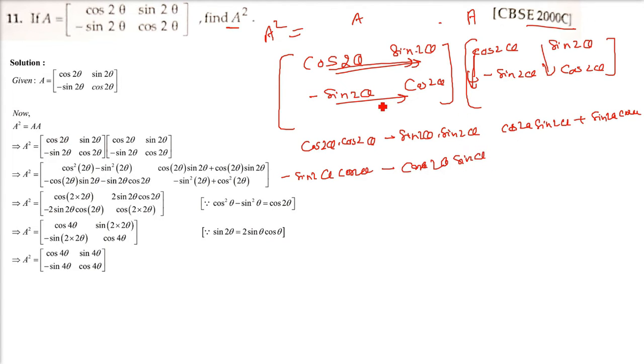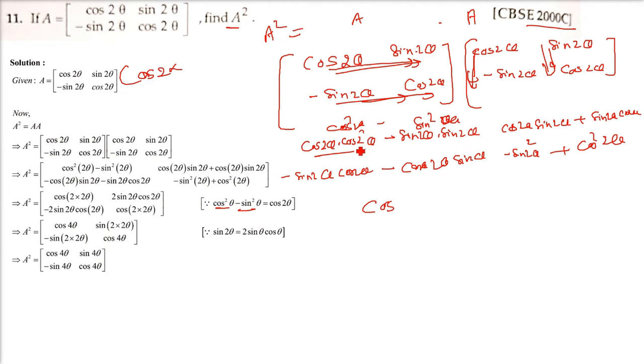Now the second row with the second column: minus sin 2 theta, sin 2 theta, that is going to be a square, and cos 2 theta and cos 2 theta again, just write cos square 2 theta. Please remember all are 2 thetas, so whatever the result will be, it will be in 2 theta. So this is cos square 2 theta minus sin square 2 theta. What is that? It is cos 2 theta, but since it is already 2 theta, it will be 2 into 2 theta, that is 4 theta. Cos 4 theta it will be.